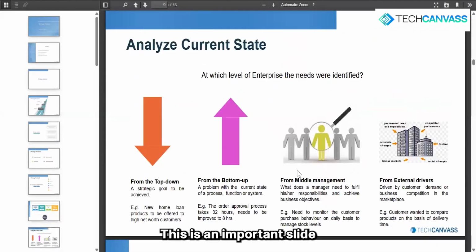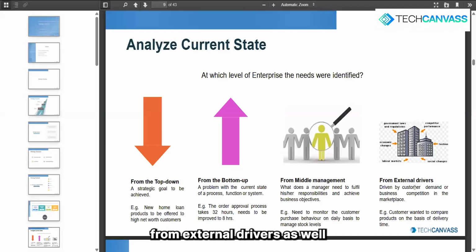This is an important slide. How do we identify the need? We need to look at where the need is coming from. From the top, is it coming from the C-suite people, CIO, CFO? Most likely it will come from there. Is it coming from the bottom up, from the people working at the lowest level? It could be from middle management, where your managers need some kind of information, and then a new project starts. That's when strategy analysis begins.